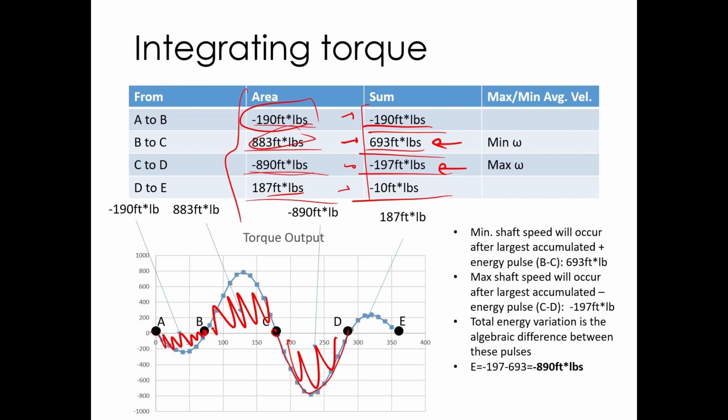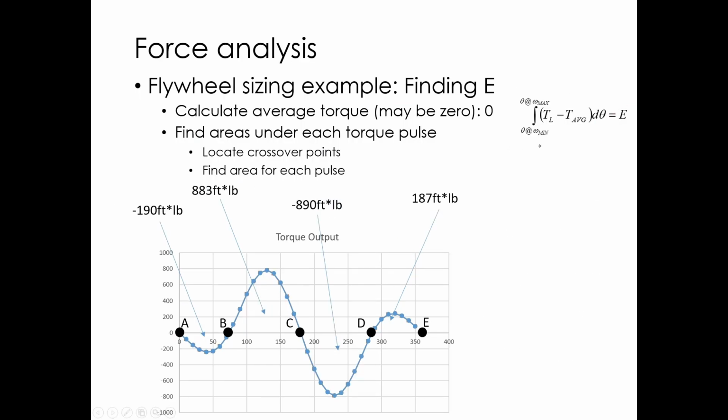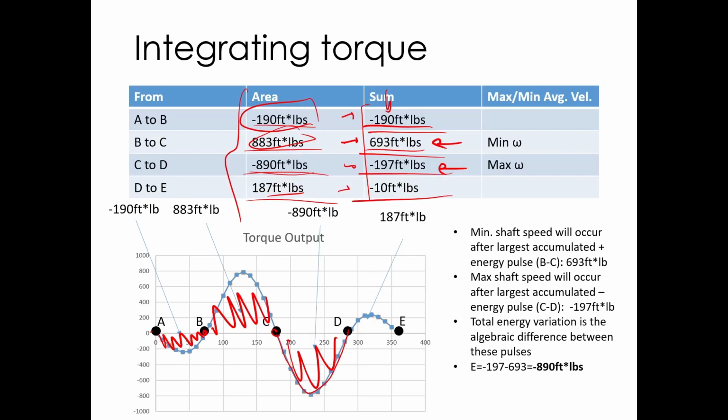Here they occur after each other, but note that it almost occurred in this first pulse here. So these can occur anywhere, they don't have to be in order. We're looking for the biggest and the smallest numbers here. The integral we're trying to evaluate is going to be the sum of the most positive and most negative. What we're really trying to find is the absolute magnitude between these, the difference between these.